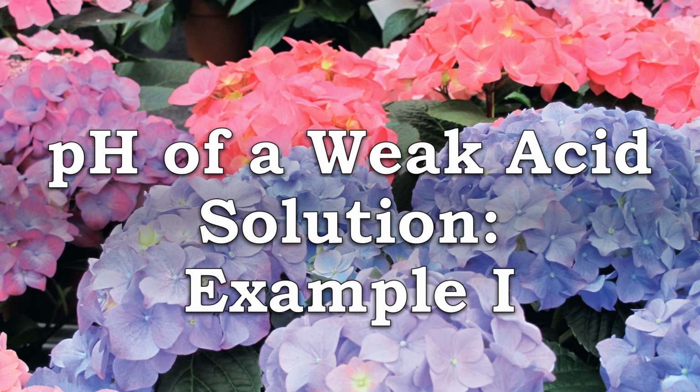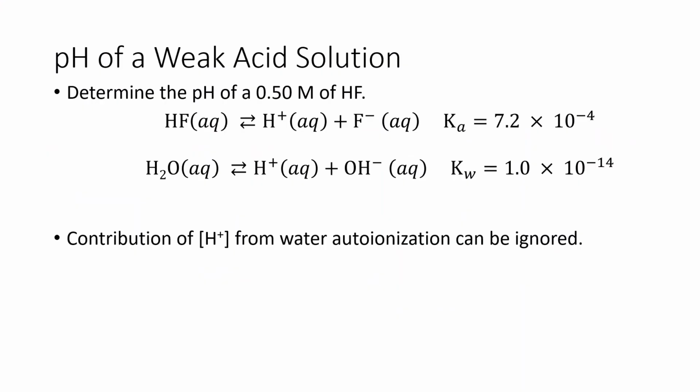This is solving for the pH of a weak acid solution. Example 1. Let's determine the pH of a 0.50 molar HF solution. The Ka is 7.2 times 10 raised to the negative 4, meaning this is considered a weak acid.